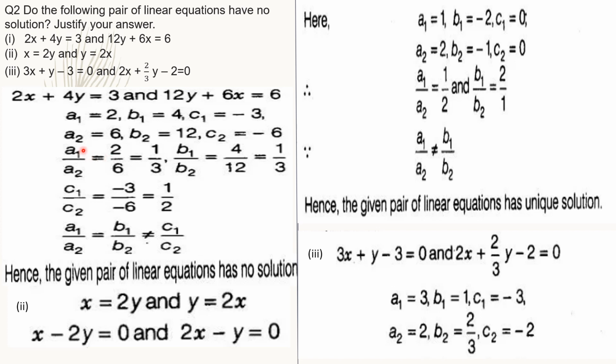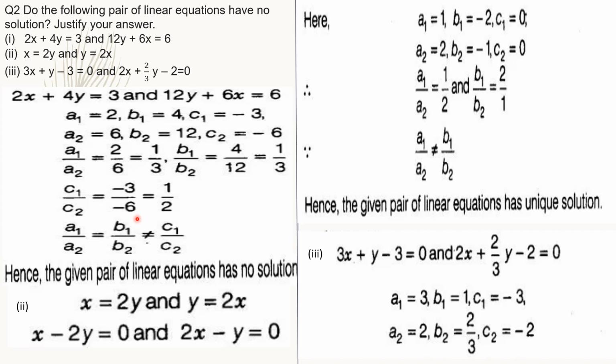So the ratio of a1 upon a2 is equal to 2 by 6. On solving we get 1 upon 3. The ratio of b1 upon b2 is equal to 4 upon 12. On solving we get 1 by 3. The ratio of constant terms c1 upon c2 is equal to minus 3 upon minus 6. Minus minus cancel out, and here we get 1 upon 2. Now after finding the ratios of coefficients, we compare the ratios.